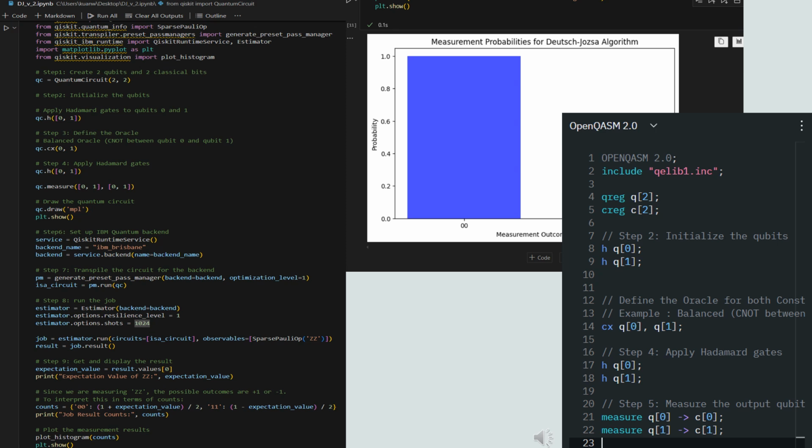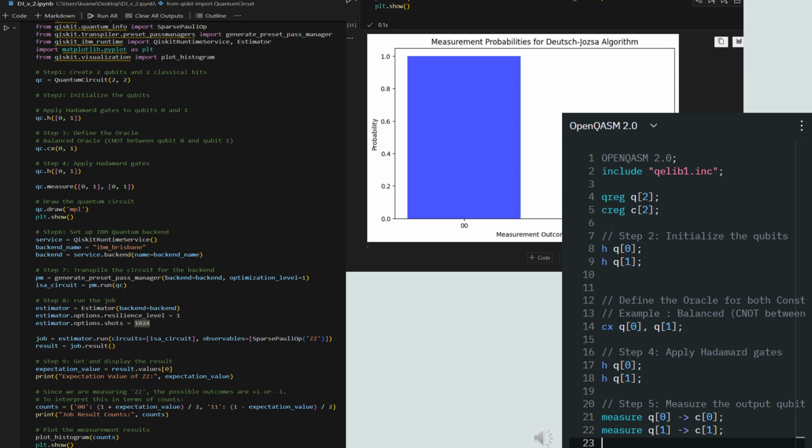By running the code, we can see that the Hadamard gate is applied when the qubits are initialized, putting them in a superposition state. After this step, the oracle is implemented as a CNOT gate, with the control qubit being Q0 and the target qubit being Q1. This is a balanced oracle because it flips part of the input state to a different output state. This means that the output state is half 0 and half 1.